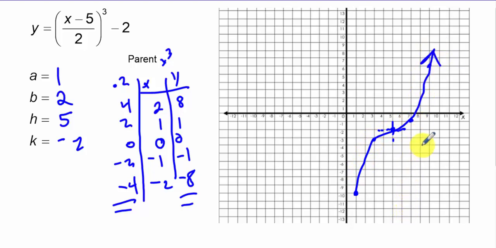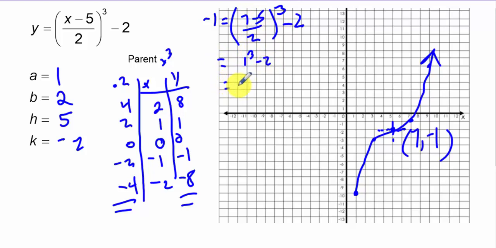I'll use the point, what is that, (7, -1) to check. Pop it in right here. -1 equals 7 minus 5 over 2 cubed minus 2. 7 minus 5 is 2, over 2 is 1, cubed minus 2, which is 1 minus 2, which is -1. Check, and I'm good to go.